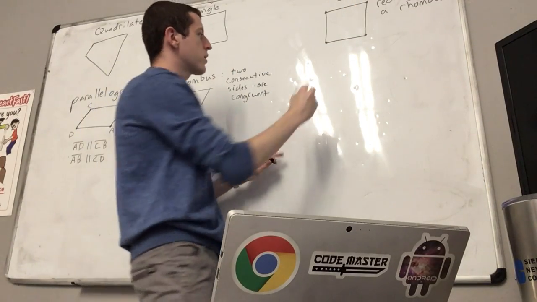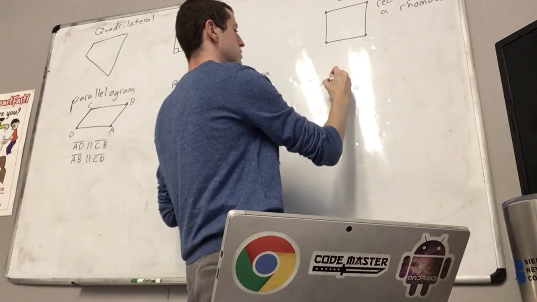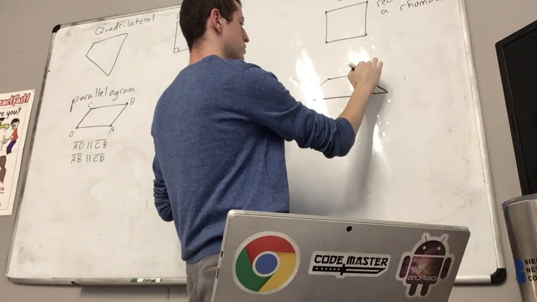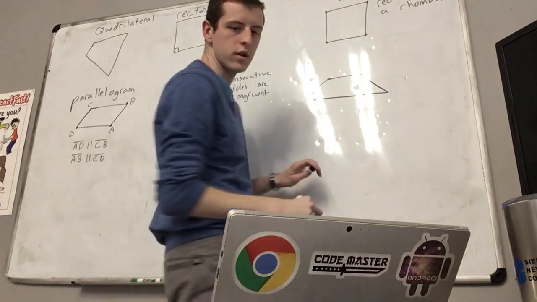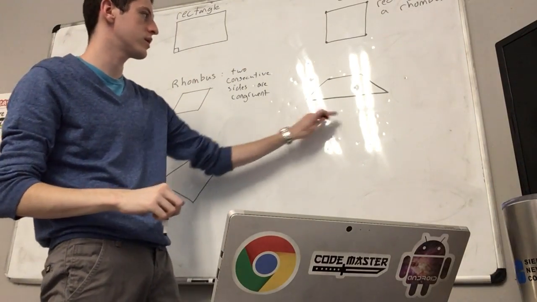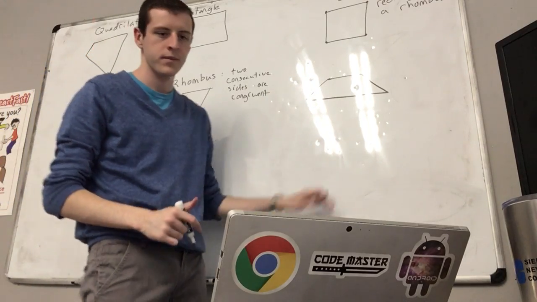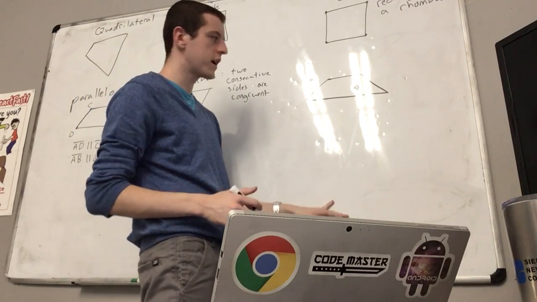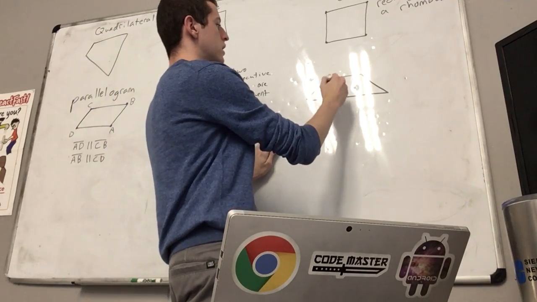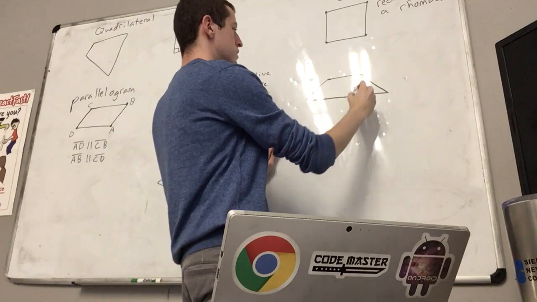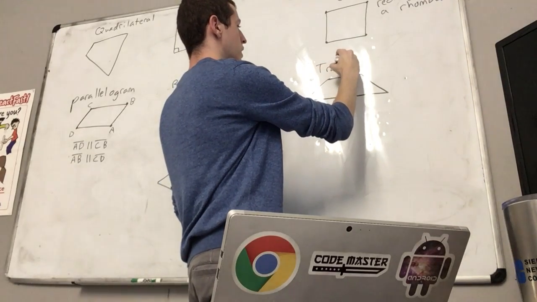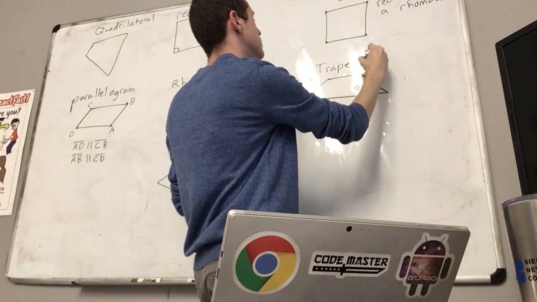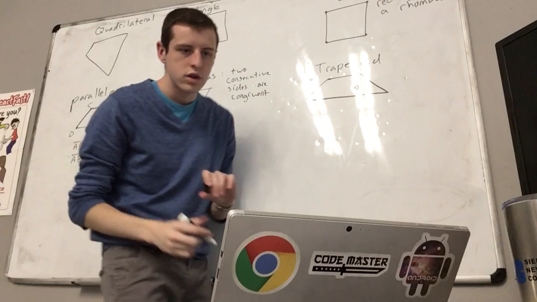Okay, this next one, trapezoid. So, in our trapezoid, we have one set of parallel lines, and we call them the bases, but the other lines are a little bit different. Trapezoid.